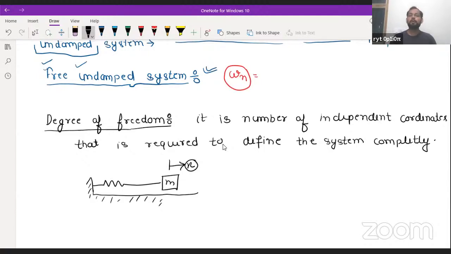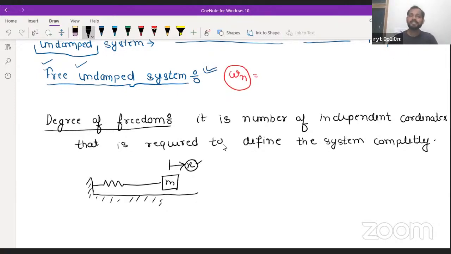How can we define it? Because corresponding to this x, when we give the x displacement to the system, we can calculate the spring force inside the system, and we can calculate the acceleration of the system. So only a single coordinate is required to define the system completely. Such a coordinate is called the degree of freedom.